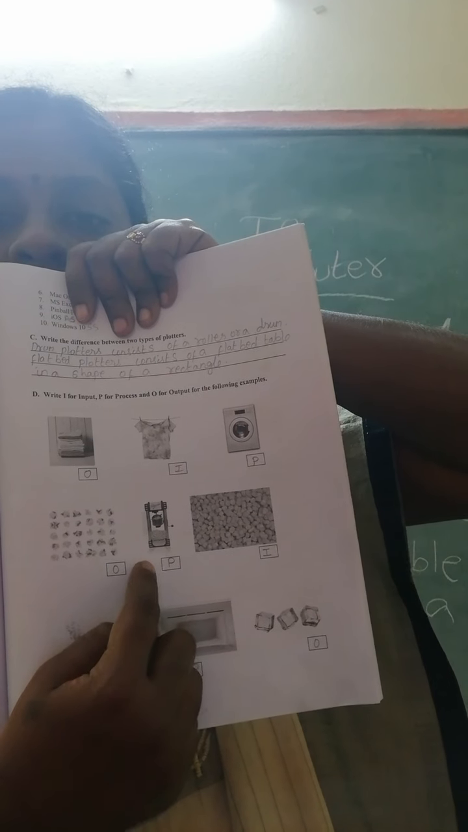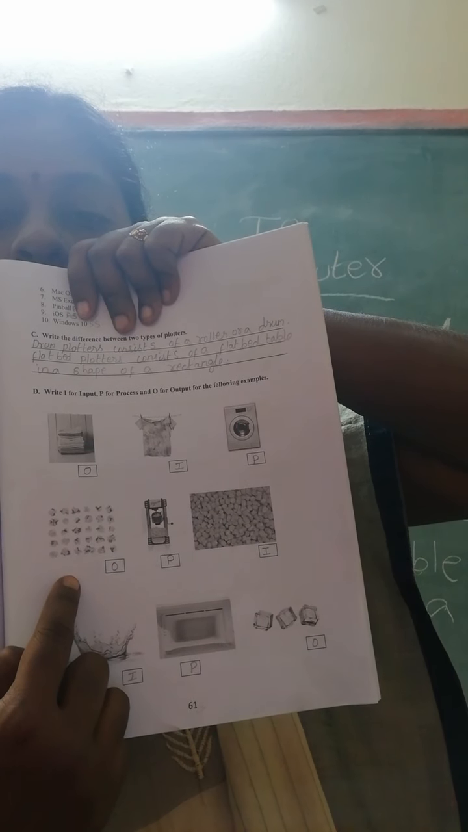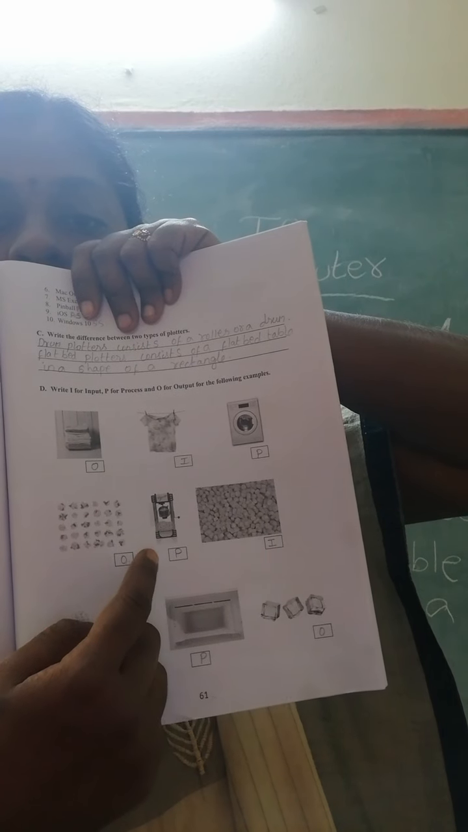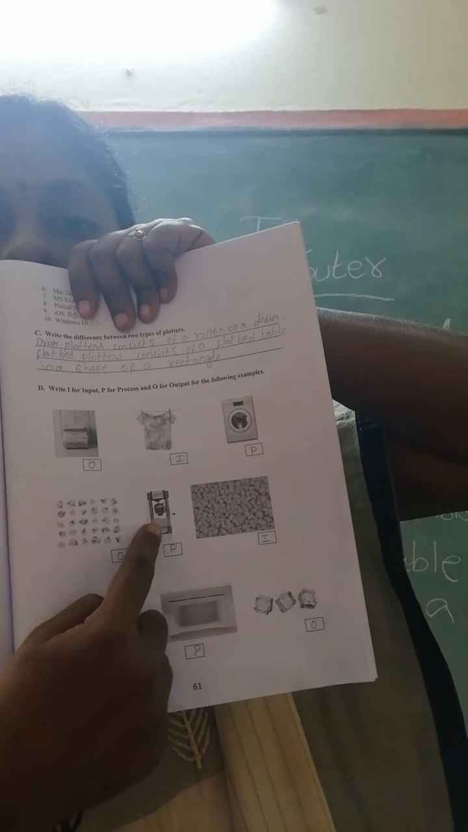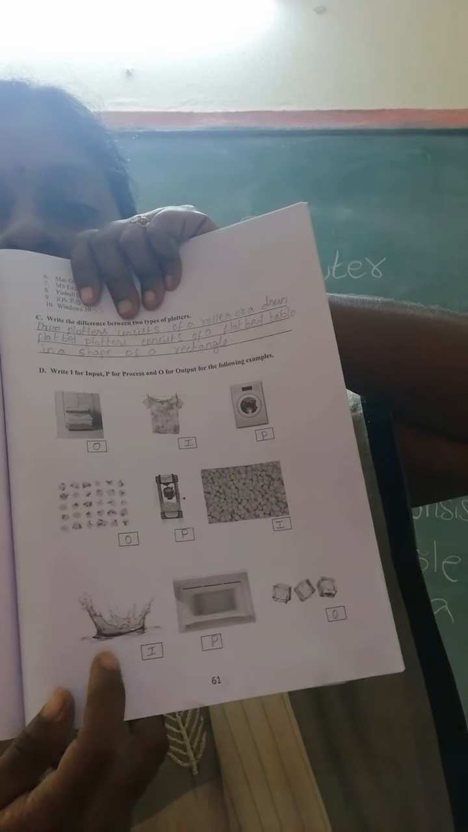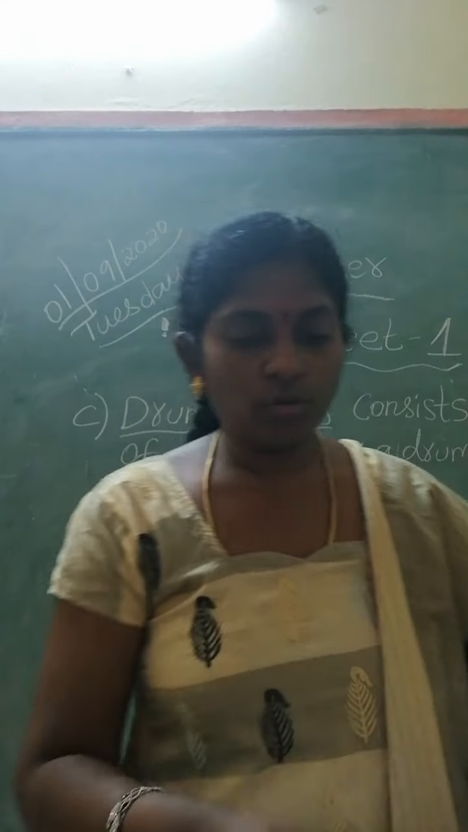Next one, this is the input, here is the process, and then this output is popcorn. You are able to see, right? Input, process, output. This is input, this is process, and this is output. By seeing this you have to complete the D bit. Next, come to the next page.